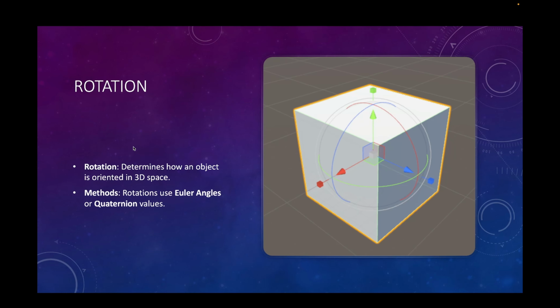The transform has three different parts. You have your location, your rotation, and scale. Rotation is the second one. It determines how an object is oriented in three-dimensional space. The actual methods are using something called Euler angles or quaternion values. We don't have to worry about that because the engine will translate these into degrees for us.